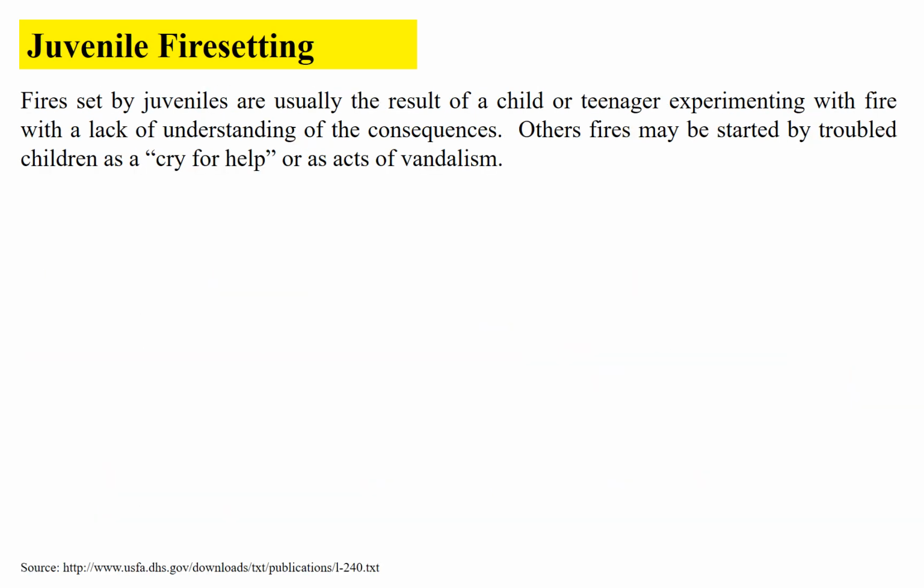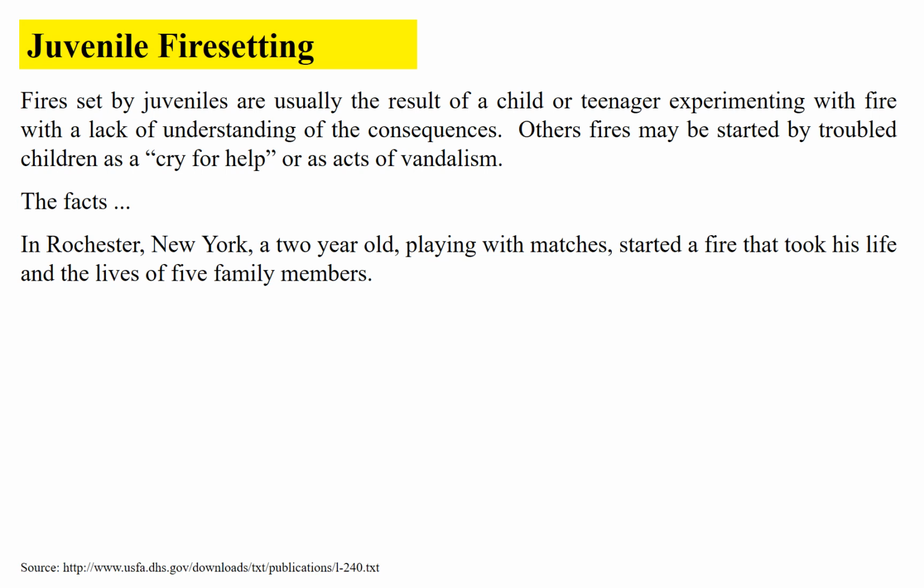Juvenile fire settings. Fires set by juveniles are usually the result of a child or teenager experimenting with fire with a lack of understanding for the consequences. And others can be started by children for a cry for help. For example, in Rochester, New York, a 2-year-old playing with matches started a fire that took his life and the lives of 5 family members.